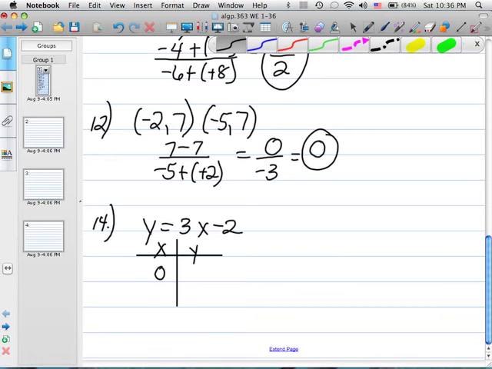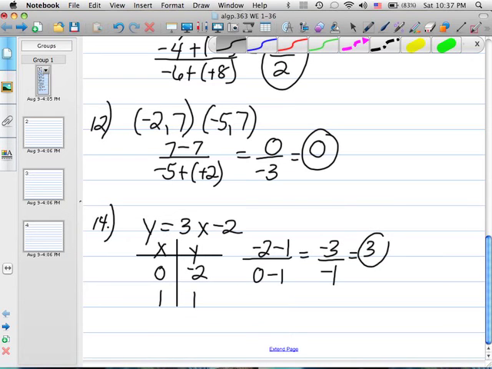If x is 0, if I put in 0 for x, I get 0 minus 2, so y is -2. If I put 1 in for x, I get 3 minus 2, which is 1. So the change in y would be -2 minus 1 over the change in x, 0 minus 1. So that would be -3 over -1, which equals 3. So it's up 3, right 1.